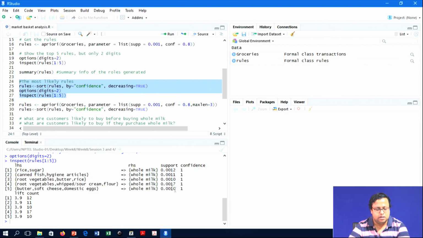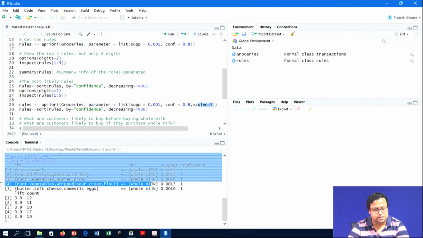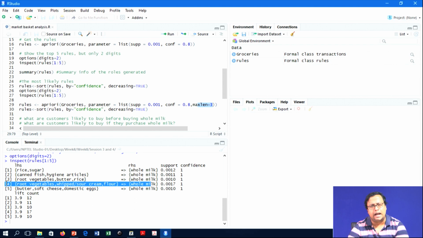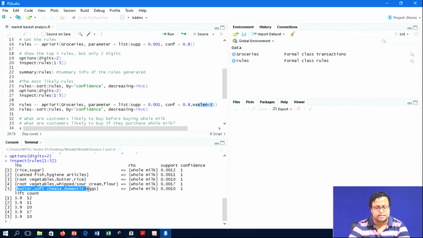Now, I can also see which of these have a maximum length of 3. That means, lots of combinations have to happen, then only this happens. For example, this one, you see that root vegetables, whipped sour cream, flour happen, then whole milk happens. This is rule number 4, it has 4 items, which is big. Or let us say this one, butter, soft cheese, domestic eggs, 3 items happening on the left hand side, then only 1 item happening on the right hand side. That is also a very big rule.